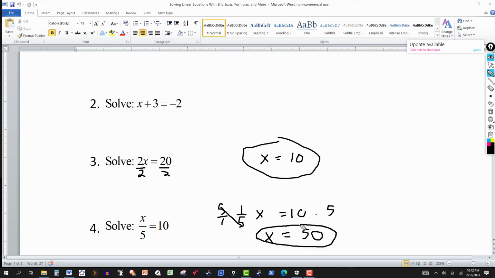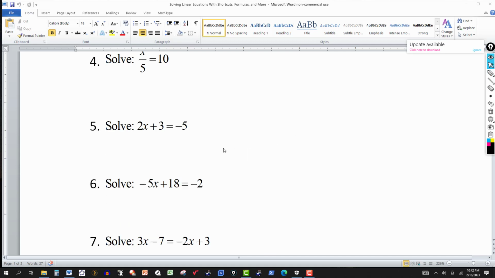And again, you can check it. In some cases, depending on how complex the equation is, checking it might take you longer. But here it's an easy check. Put a 50 right here. 50 divided by 5 is 10. That checks. Okay, let's look at the next one. We have 2x plus 3 is equal to negative 5.